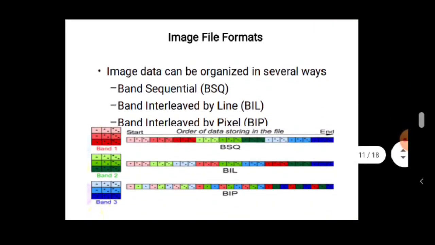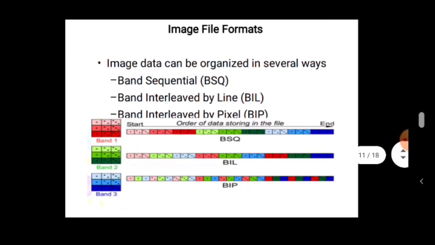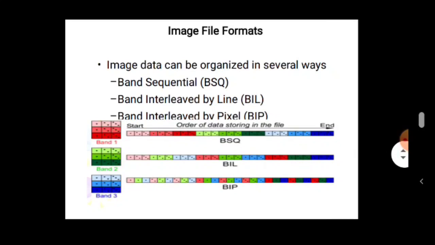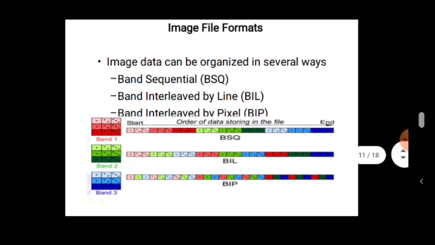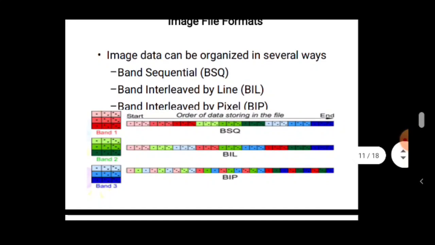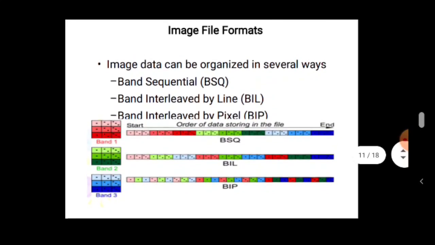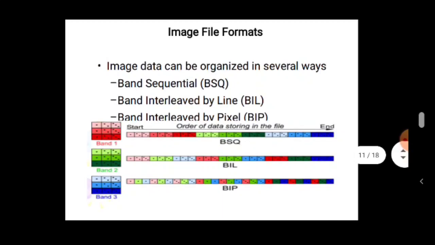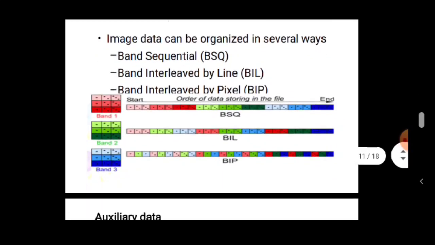And for image file format, here we talk about three file formats of the remote sensing image: band sequential, band interleaved by line, and band interleaved by pixel, BSQ, BIL and BIP respectively. We will talk about these file formats in later sections, so we'll look into that later.